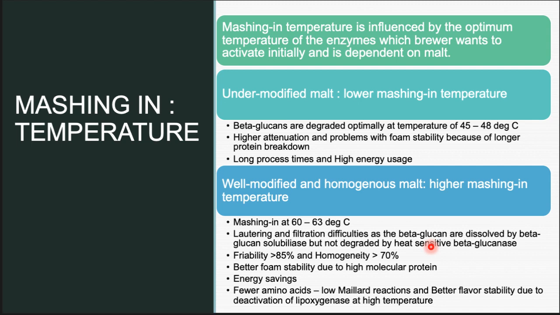Since proteolytic enzymes are less active at temperatures above 60 degrees centigrade, higher molecular weight proteins are preserved to give better foam stability. Similarly, the free amino nitrogen from the degradation of peptides is also less released. Lower FAN results in lower wort color due to a lower level of Maillard reaction. Maillard reaction requires sugar and amino acid to form color compounds called melanoidins at higher boiling temperature.